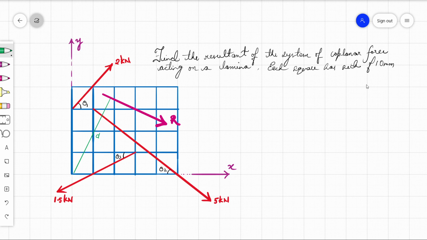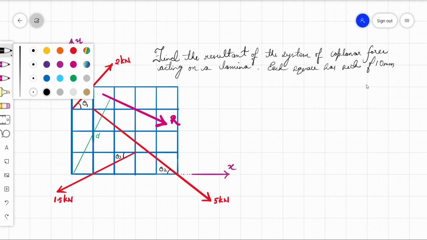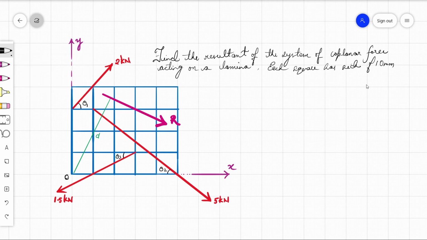Okay. So what they say is there's a point. I'll change the color. Okay. There's a point O over here, and there's a point A, and there's a point B and C. These 3 points are very important. Okay. So there are 3 forces that you can see over here. One is 2 kilonewton, one is 5 kilonewton, and one is 1.5 kilonewton.